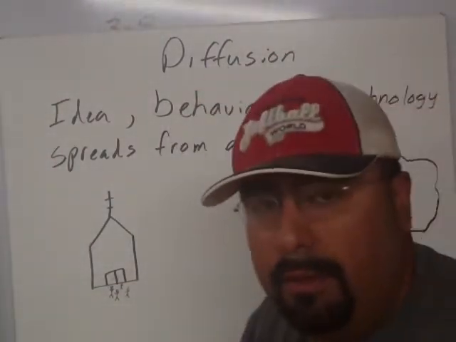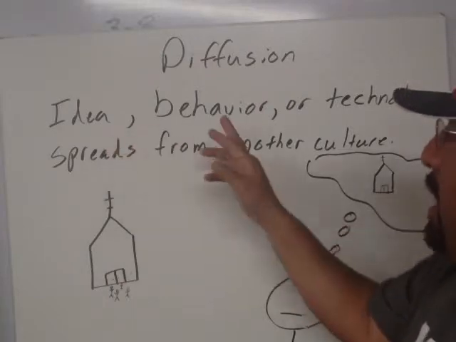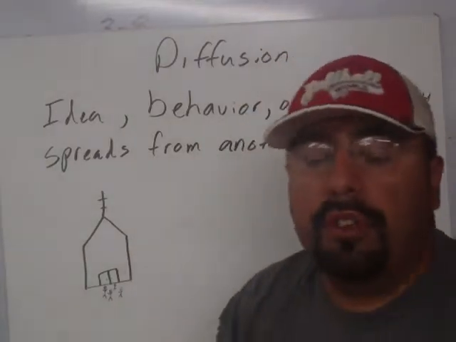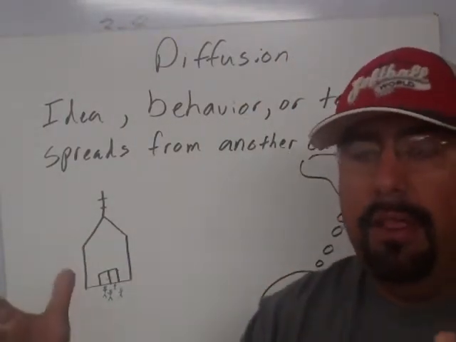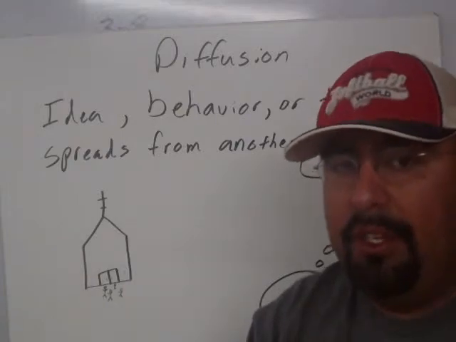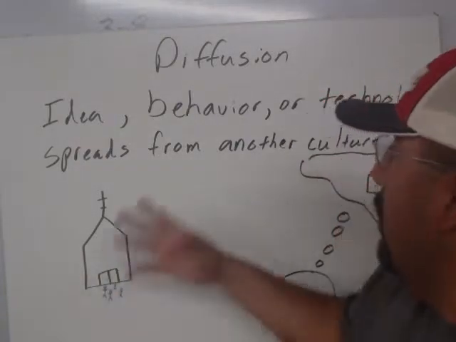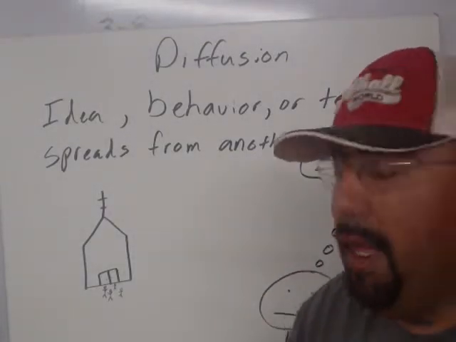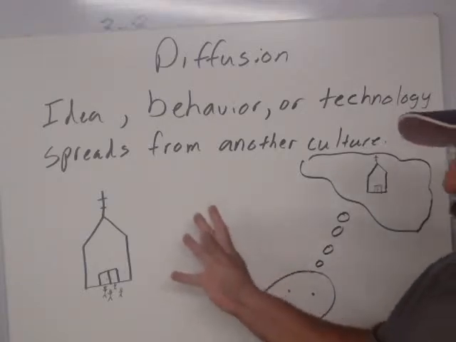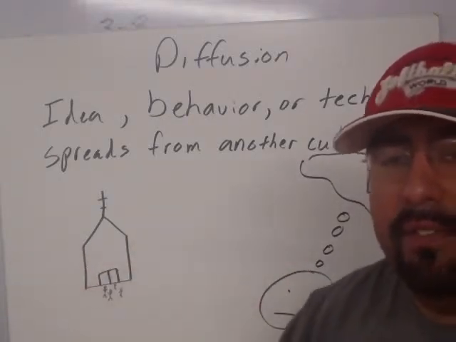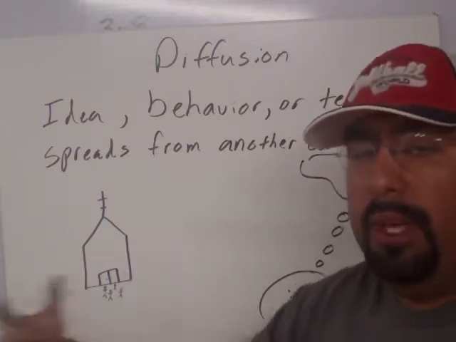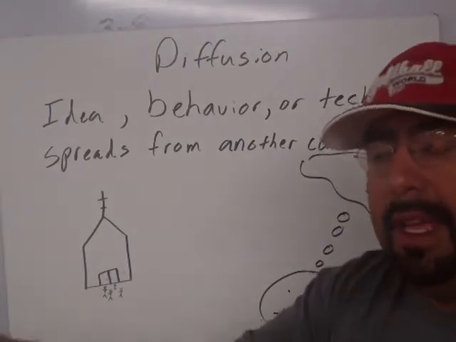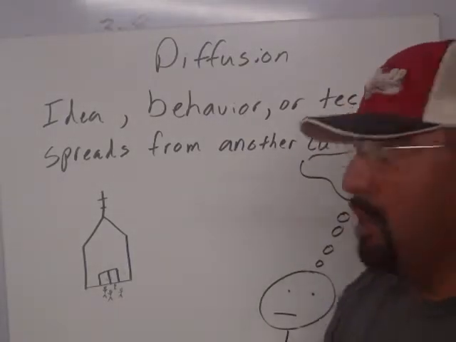Now, diffusion is another big definition. The idea, behaviors, or technology spreads from another culture. In other words, a culture sees something that they start to adopt into their own culture. They adopt that behavior or that idea or that technology. The example I gave here was religion. Other cultures may see a religion that they're not familiar with. They go into that religion, get to learn the ideas, and then they adopt it as their own, and that's how religion has spread, and that's what's called diffusion.